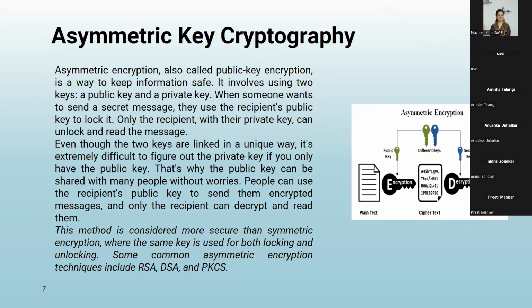Asymmetric encryption, also called public key encryption, is a way to keep information safe. It uses two keys, a public key and a private key. When someone wants to send a secret message, they use the public key to lock it, and the receiver can unlock and read the message using a private key. These two keys are linked in a unique way.